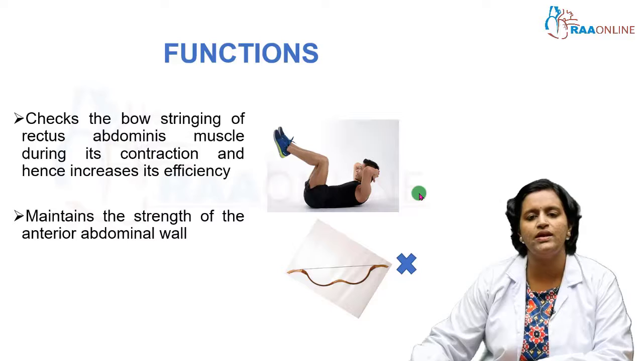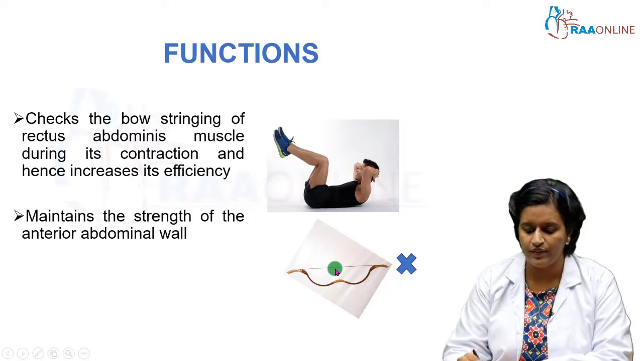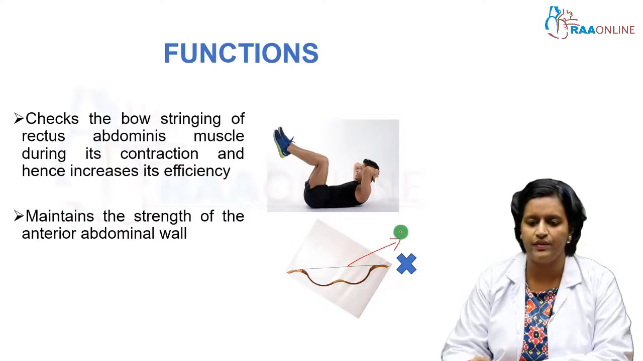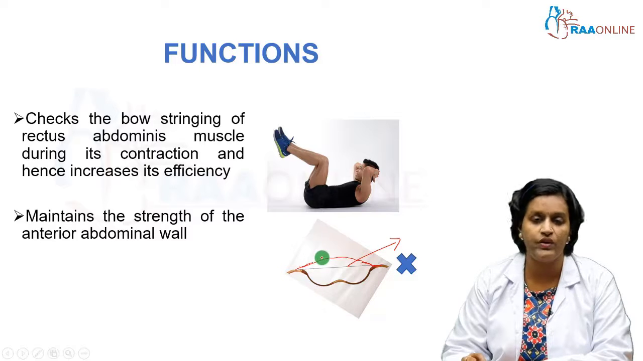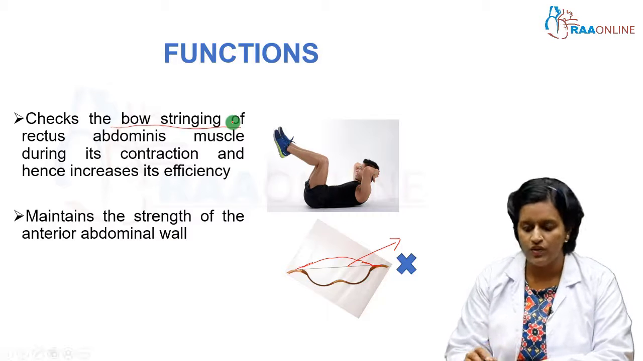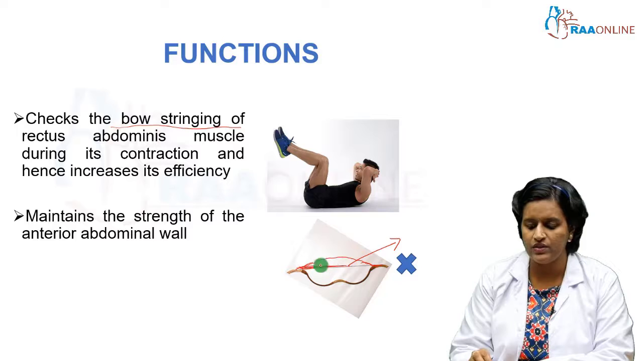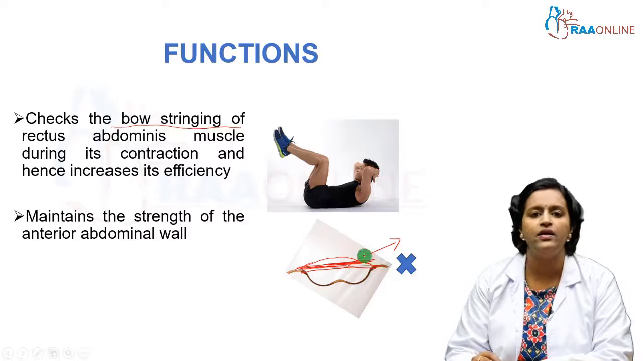Now, why is this structure needed? What are the functions? This is a movement in which the rectus abdominis muscle is put into action. When the muscle contracts, what could happen is, suppose in this bow here, this is the rectus abdominis muscle. What happens when the muscle contracts? There is likelihood that the muscle belly is pushed anteriorly because of the looseness. This is called bowstringing of the rectus abdominis muscle. When there is a tight fibrous structure here, the bowstringing of the muscle would be prevented and the muscle would stay in its place during contraction.